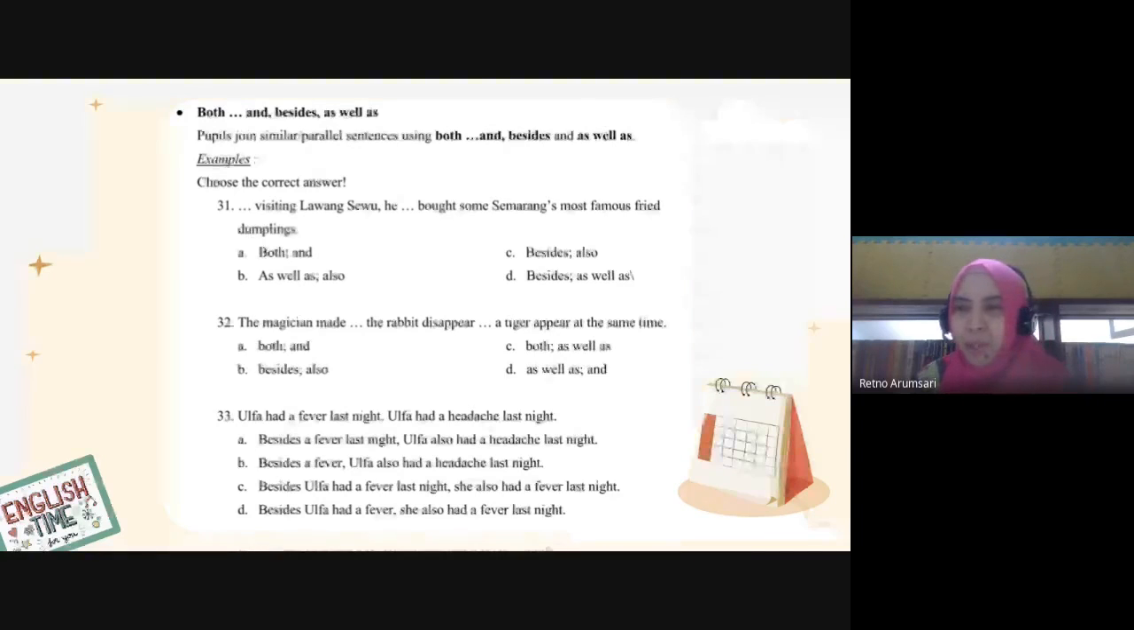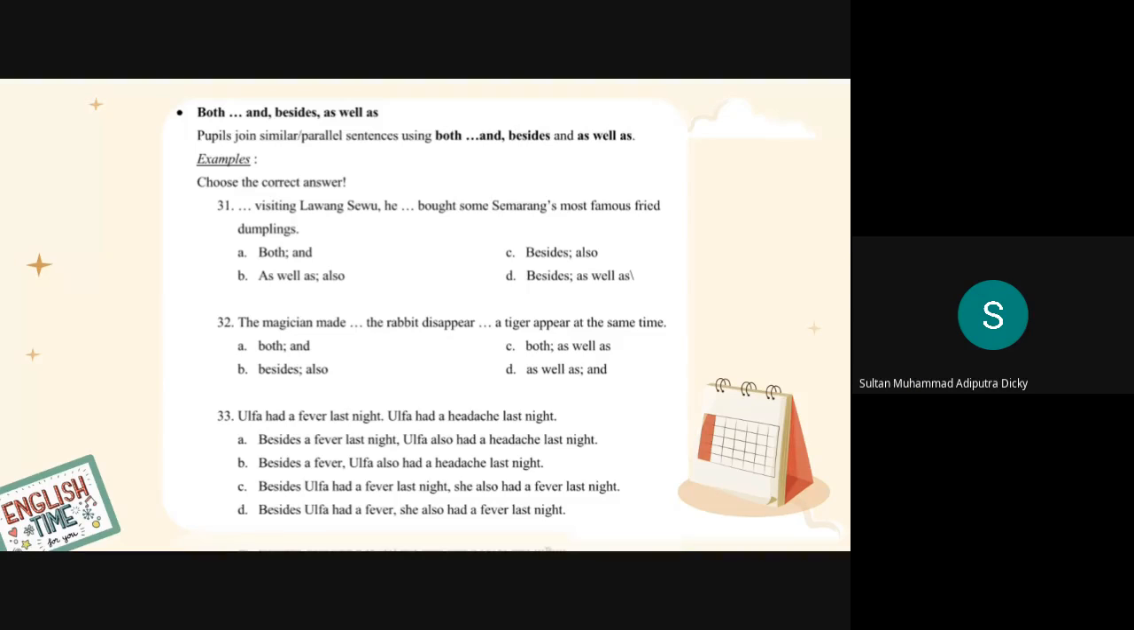Both and, besides, as well as. Sultan, can you please do number 31? Yes, number 31, please. I cannot. I don't know. Both and, I guess.